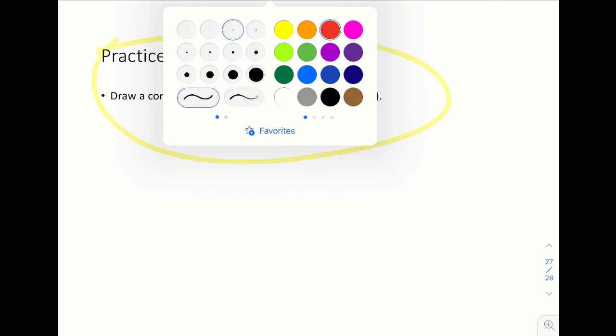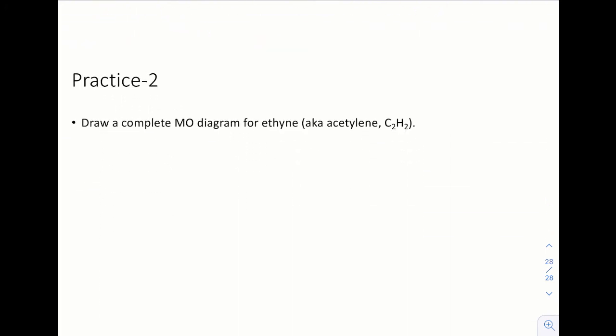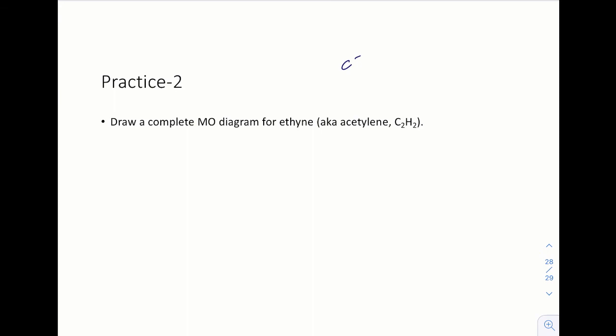There are some practice problems. This problem is from the warm-up, and then you should draw the full MO diagram and identify the HOMO and LUMO of acetonitrile. And then there's one more problem, the complete MO diagram of acetylene. And again, once you've drawn that, you should identify the HOMO and LUMO. Okay, as always, time to practice.